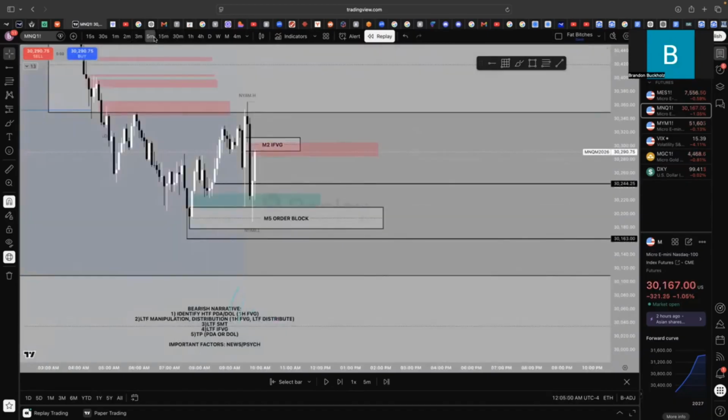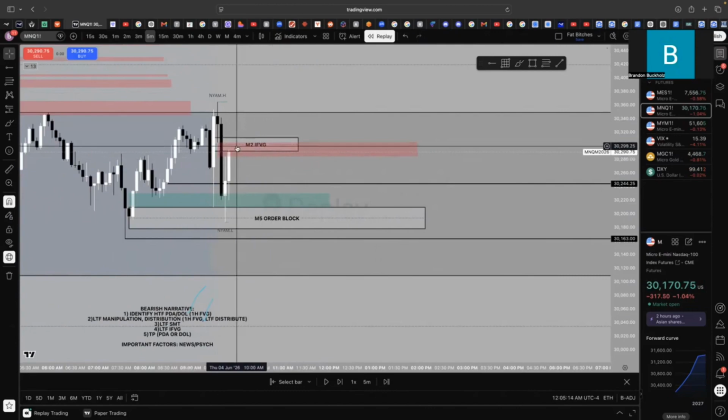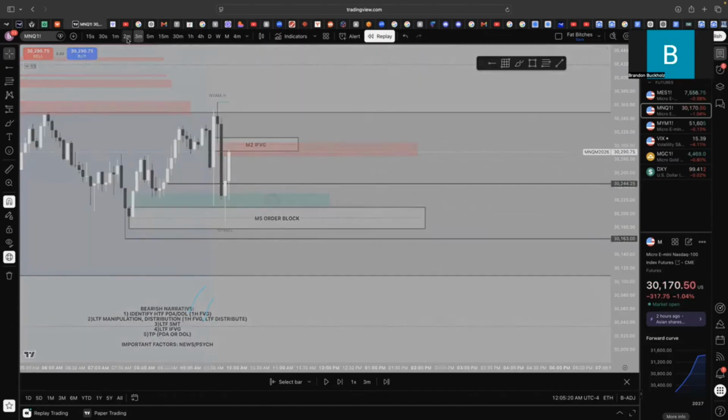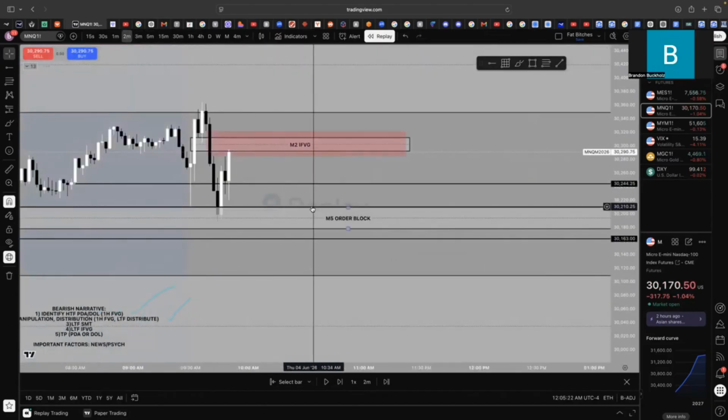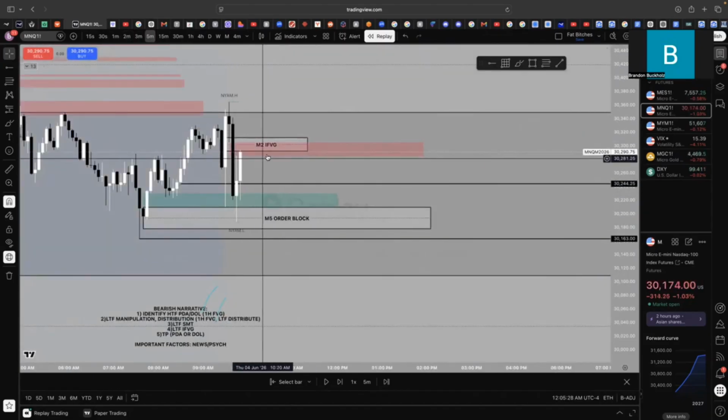Why? If we head over to the 5-minute, this winds up being an unfilled 5-minute gap. Price needed to come back up here to test this area before heading towards where it wants to go. So for those of you asking yourself today, why did this continuation fail? This 5-minute is why.